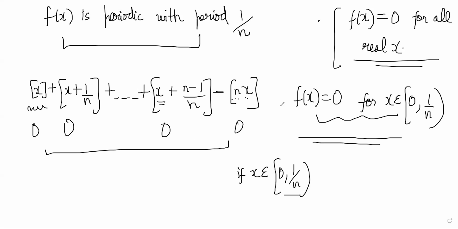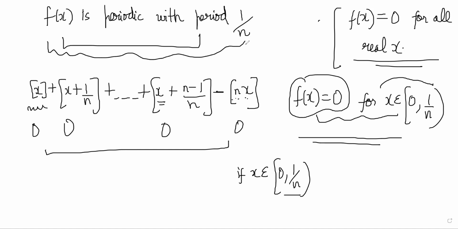So it is obvious that the function that we had chosen is 0 for x belonging to this. And we have already shown that it is periodic with period 1/n. So our function is always 0 for all real x. And therefore, we have proved the statement of the problem, right? The problem is done basically. We don't need to show anything else.